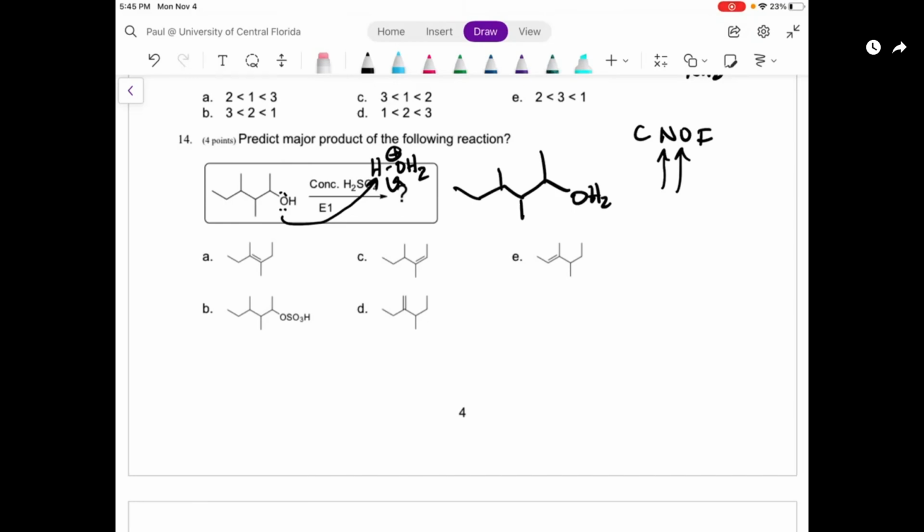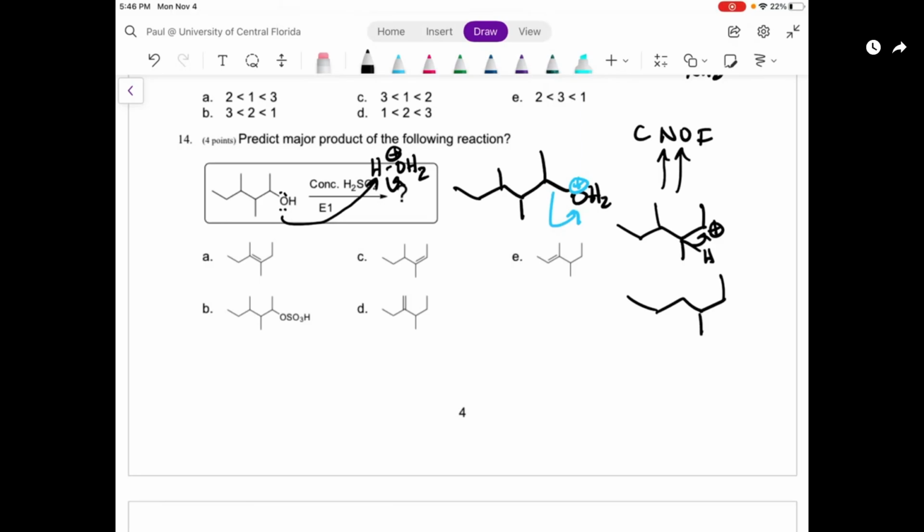Then we said it's an E1, so that means that the next step is that the leaving group has to leave. Okay, and what does that generate when that leaves? It generates a secondary carbocation. All right. After it generates a secondary carbocation, we have to ask, can we do a hydride shift? And yes, there's a hydrogen right here that we could do a hydride shift.